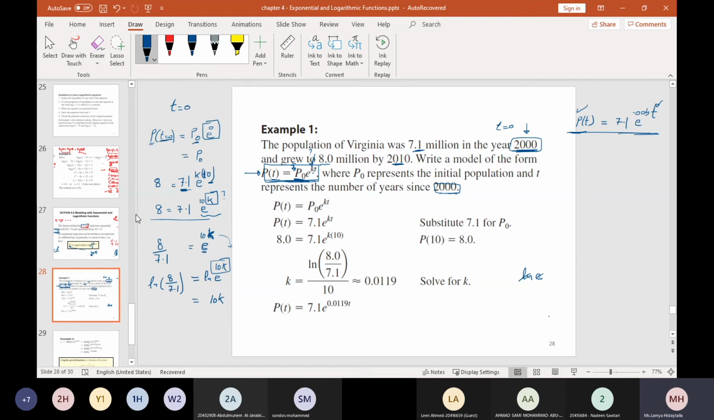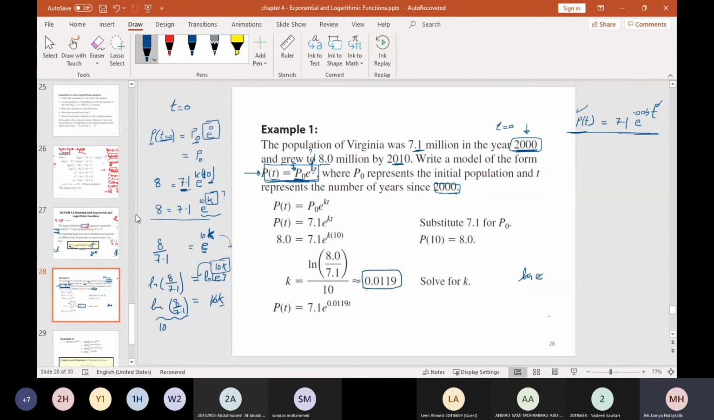Okay, if you want, you can take it here, because ln e is 1. So anyway, 10k equals ln 8 over 7.1. You can use the calculator to find it. I need the k, so I divide both sides by 10, and you get your k. So I knew the k, it is calculated, which is this value here.